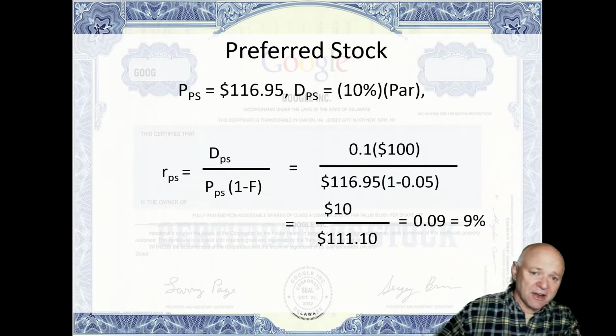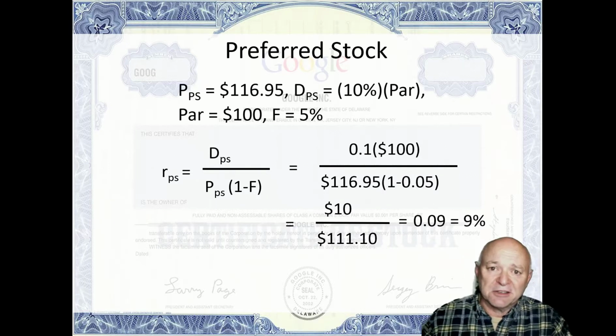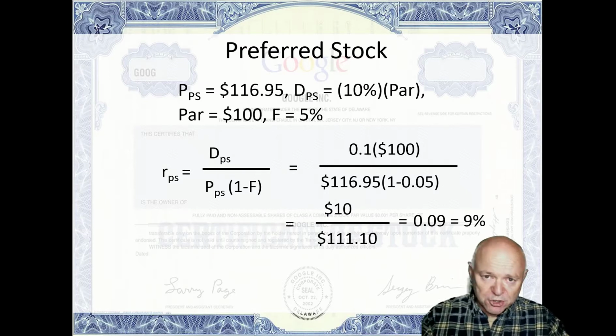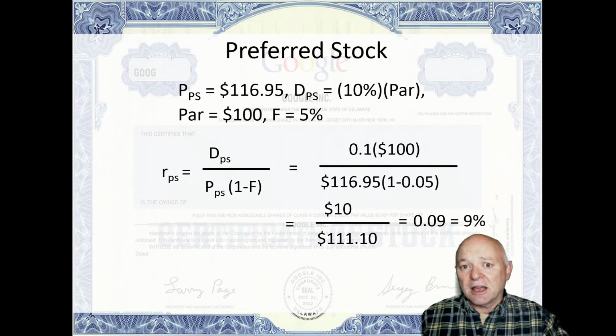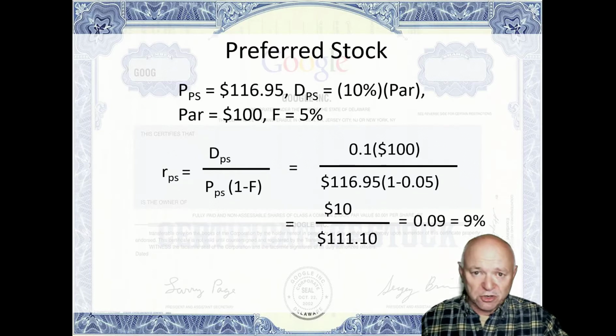Preferred shares, on the other hand, we do tend to use that flotation cost. And the calculation of the yield on a preferred share. Preferred shares, you'll remember, are stock that are issued as well as the common shares, and they have preference usually in terms of dividends.